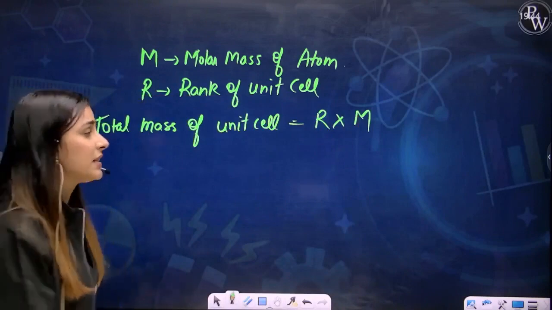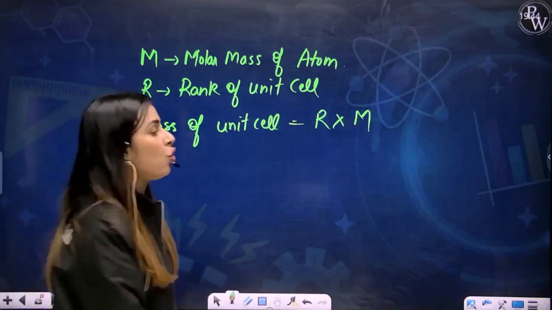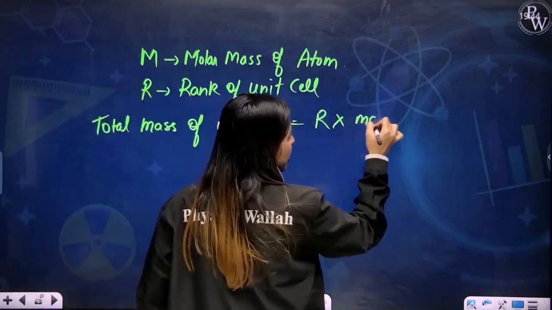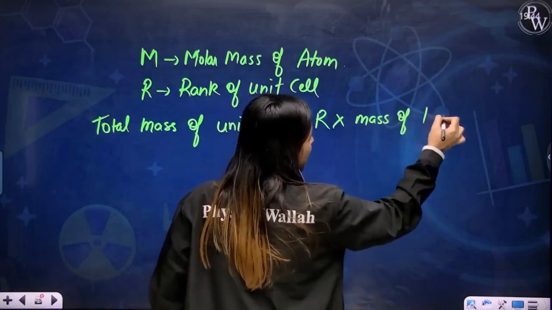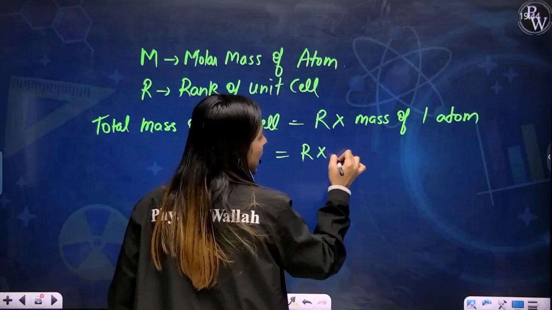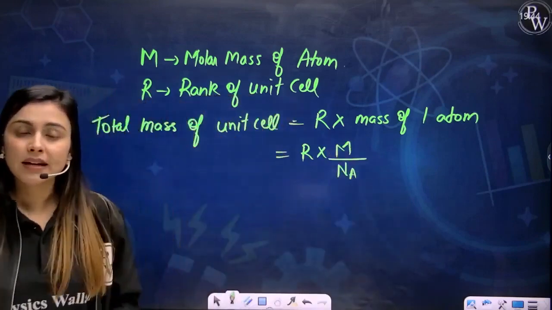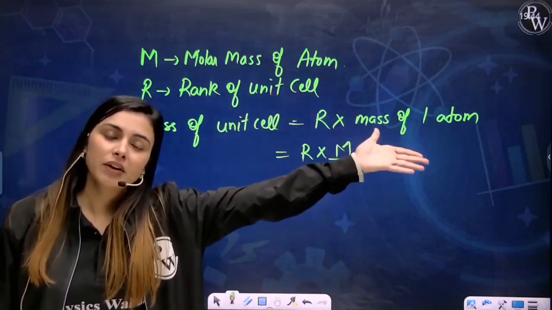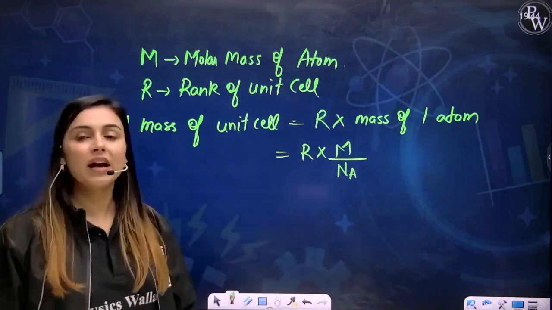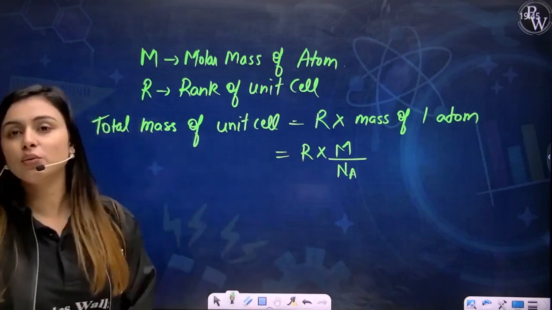Yes, since it is the molar mass, it is the mass of 1 mole of atoms. So to calculate the mass of one atom, if I want to calculate the mass of one atom, then I can multiply R by molar mass, and then I'll have to divide it by Avogadro number, right? If M is the molar mass of Avogadro number of atoms, then the mass of one atom would be molar mass upon Avogadro number. Right? Yes. This is the total mass of the unit cell.